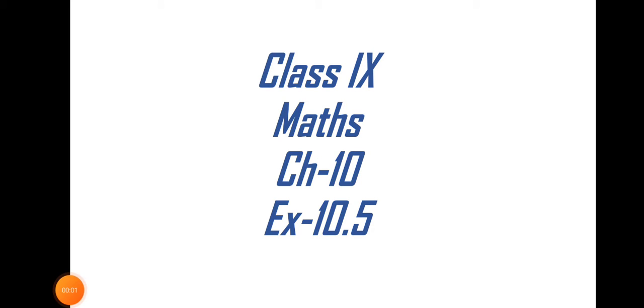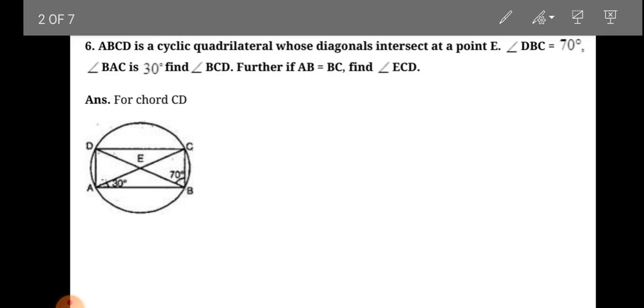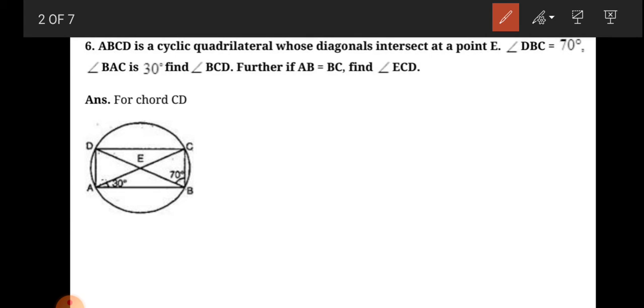Class 9th Maths Chapter 10 Exercise 10.5 Question number 6. ABCD is a cyclic quadrilateral whose diagonals intersect at point E. Angle DBC is equal to 70 degrees. Angle BAC is equal to 30 degrees. Find angle BCD. Further, if AB is equal to BC, find angle ECD.